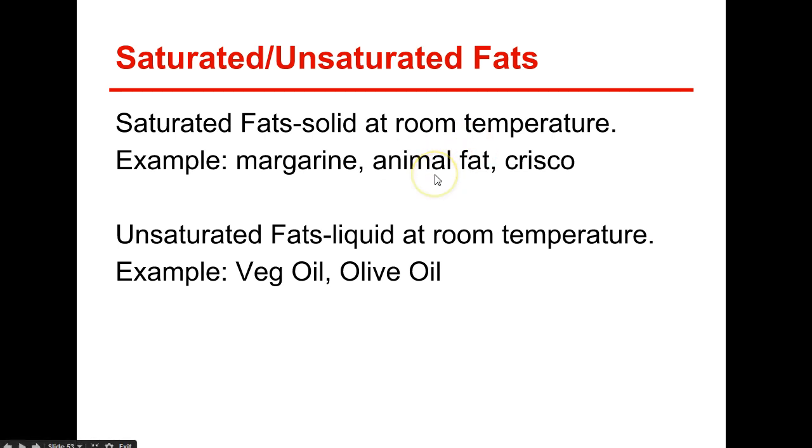Other examples would be animal fat, like lard. Those stay solid at room temperature. Crisco, if you have ever seen it in the big blue can, is a white vegetable oil. It's a saturated fat. It's basically a solid vegetable oil. Now, unsaturated fats are not solid. They're liquid at room temperature. Examples are vegetable oil, olive oil, mineral oil. Anything that stays liquid at room temperature is an unsaturated fat.